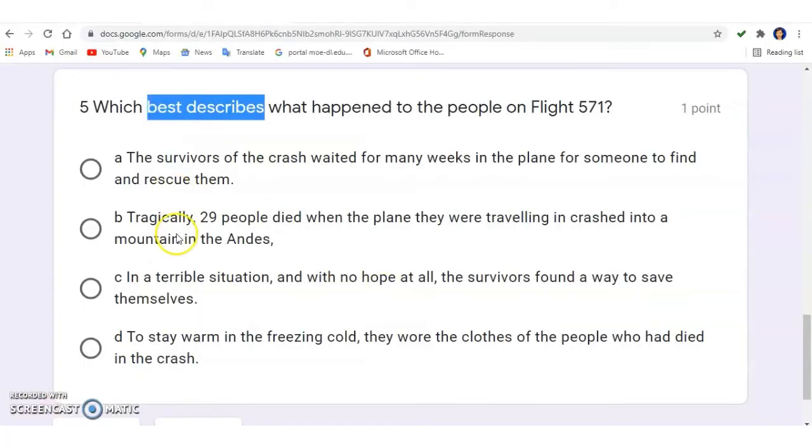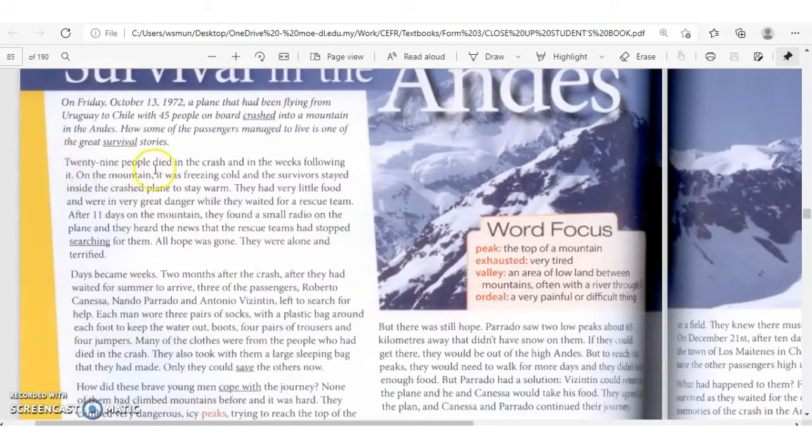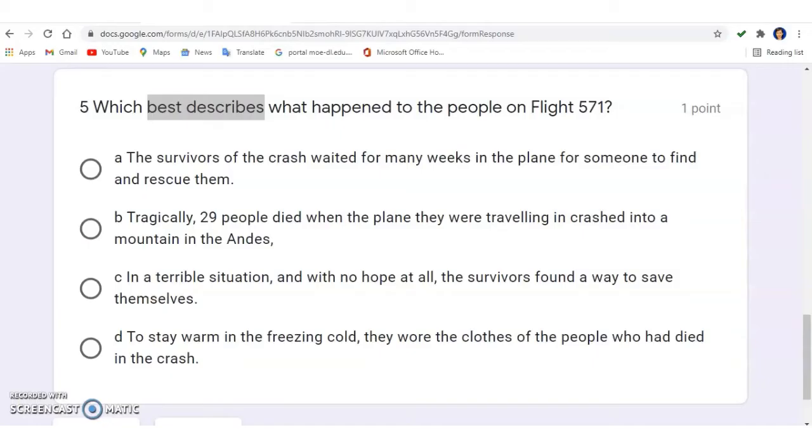Okay, B. Tragically, 29 people died when the plane they were traveling in crashed into a mountain in the Andes. This is correct, this is true. It is also mentioned that 29 people died in the crash, but only in one sentence of the text, right? Okay, C. In a terrible situation and with no hope at all, the survivors found a way to save themselves. Is this true?